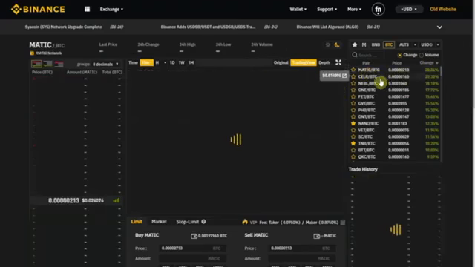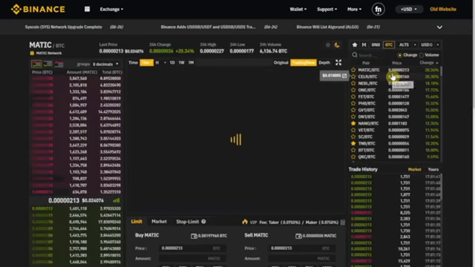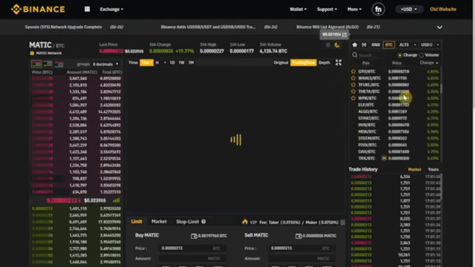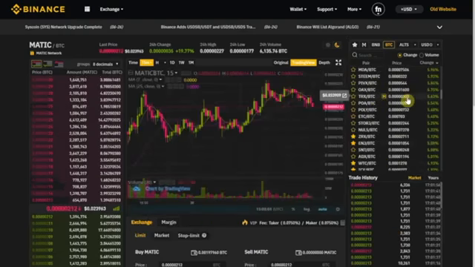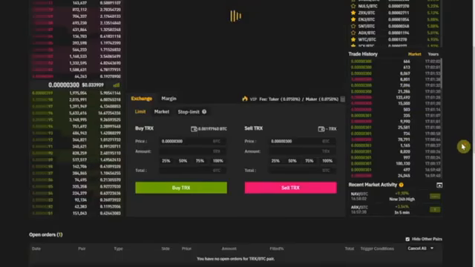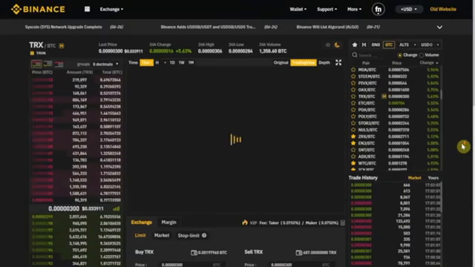Matic. I don't know what this one is. Anyways, this is where you can select the market that you want to buy. Let's select TRX. So TRX.